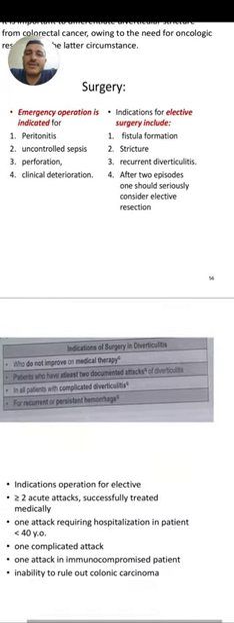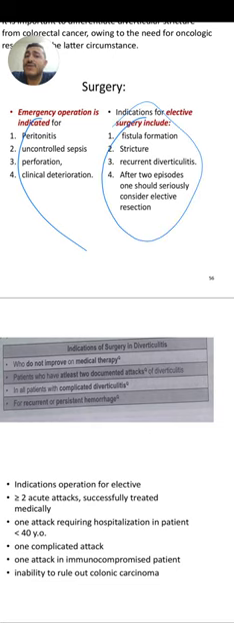Here is a slide just summarizing the role of surgery in an emergent background or elective surgery. For example, emergent operation, we said like what? Like Hartmann, for example, or end colostomy. It's for peritonitis, uncontrolled sepsis, perforation, clinical deterioration. And in an elective background, it is for complications, fistula formation, stricture, recurrent diverticulitis. We said we do elective surgery.